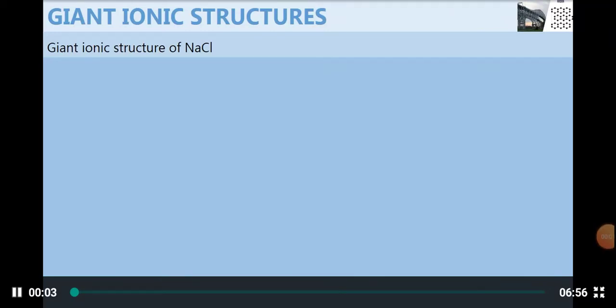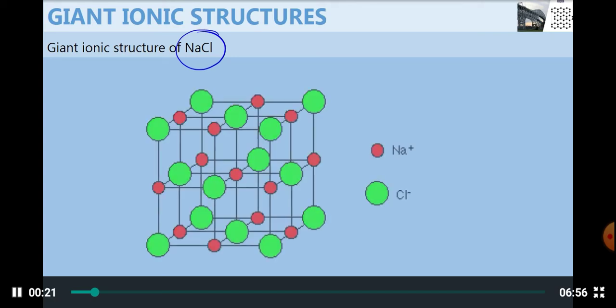Ionic compounds usually form ionic structures. For example, sodium chloride is an ionic compound. It forms an ionic structure that looks something like this. It's cubic in nature, but from this diagram we can't really see it clearly. But from the next video, you're going to see it very clearly. Let us head to the video.